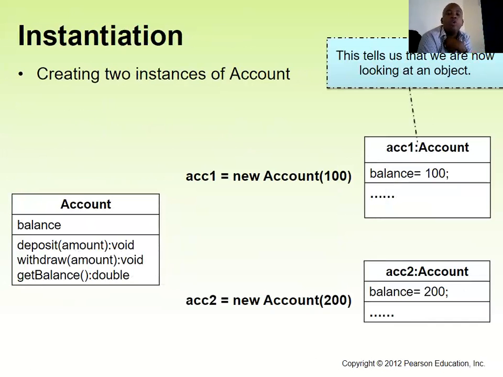All right, now notice they will carry the same blueprint, but the data that is in each of the instances will be different. Everybody sees that? So one has a balance of 100, the other 200. Good.